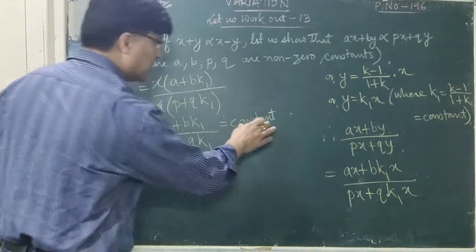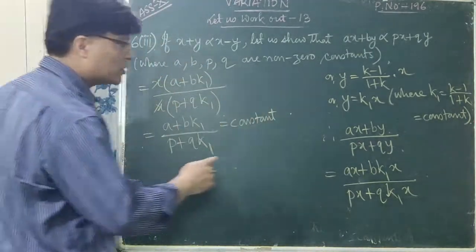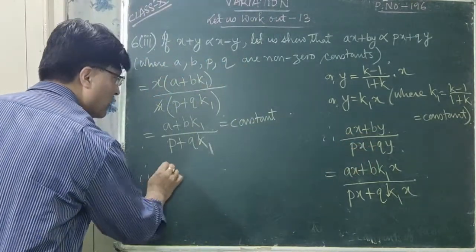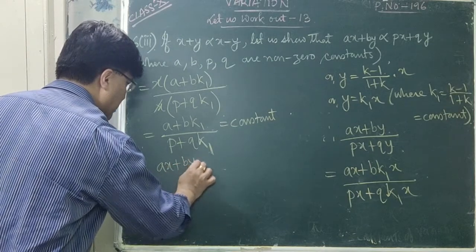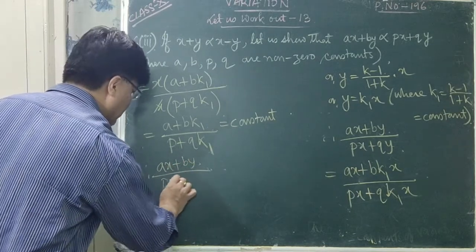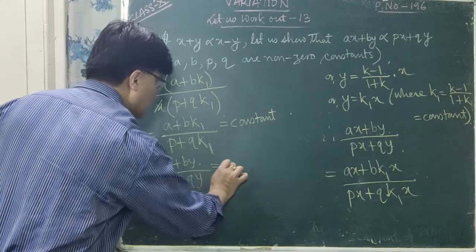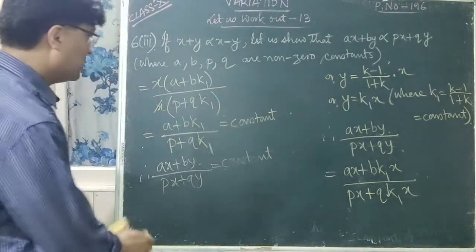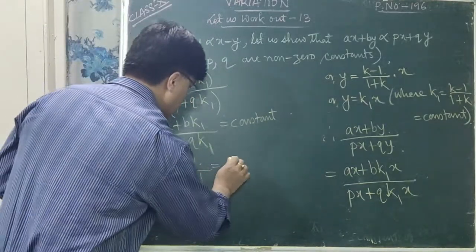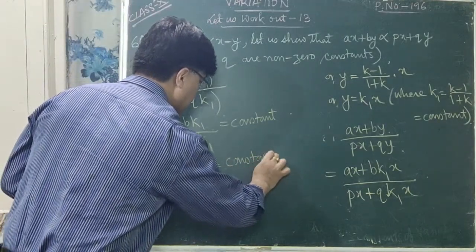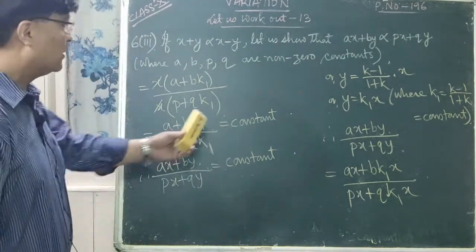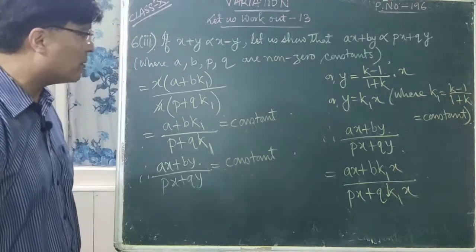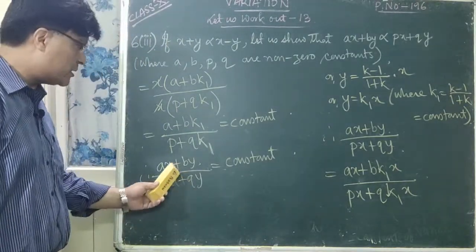So this constant is the value for which expression? Ax plus by divided by px plus qy. So write down, therefore ax plus by divided by px plus qy is equal to constant. Is that clear to all of you? This is your constant, right? So this is constant. This constant term is the value of this fraction, that is ax plus by divided by px plus qy. So we have written out here.